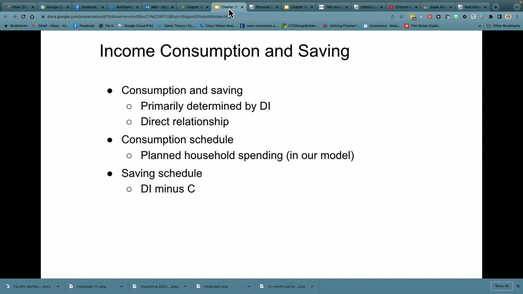It's what's left over. We're also going to find that dis-saving can occur. That's when we're spending more than our income. So we're going to have to figure out how we can do that.